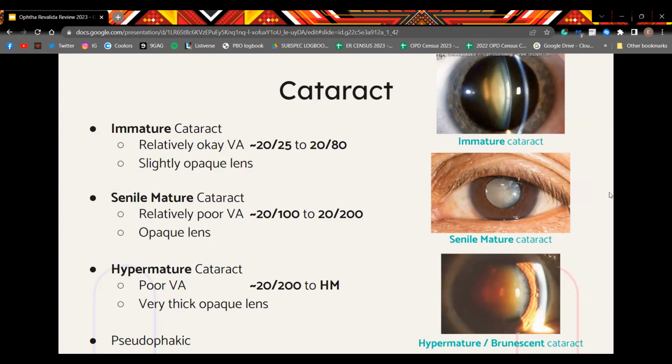Kapag senile mature cataract naman, it's a bit thicker, mas relatively poor yung visual acuity, about 100 to 200. And on external eye examination, makita mo very opaque na yung lens niya. Pag hypermature cataract, these are very, very thick na yung cataract nila, brunescent na yung cataract. So, ang VA natin is very poor, mga 200 na to about hand motion, counting fingers, ganun. Ganun ka worse na yung visual acuity. And you would see very thick na talaga, very opaque lens. Yan, yung example niyan dun sa lower right, parang sobrang dark na ng itsura niya.